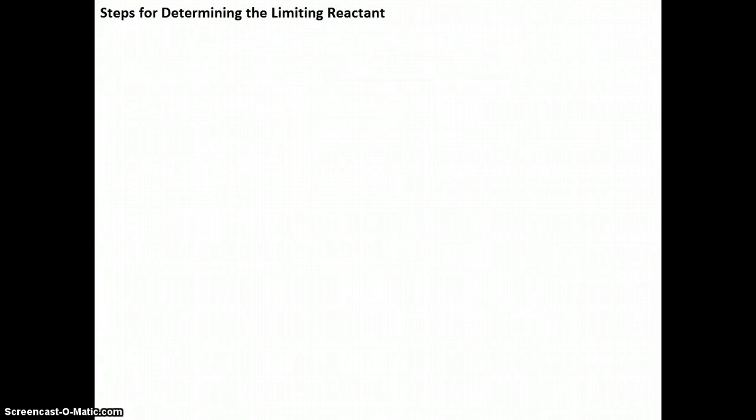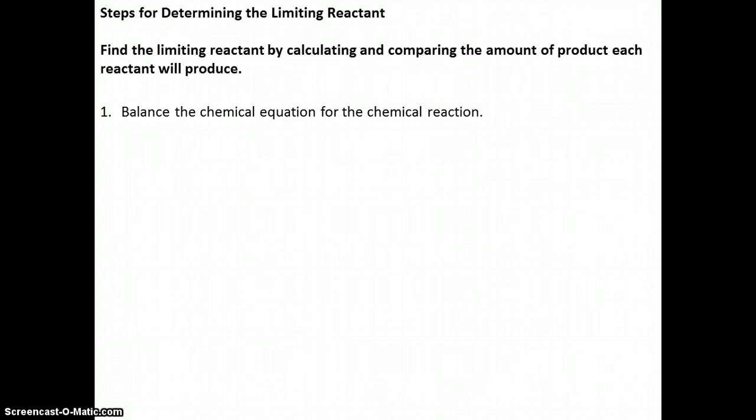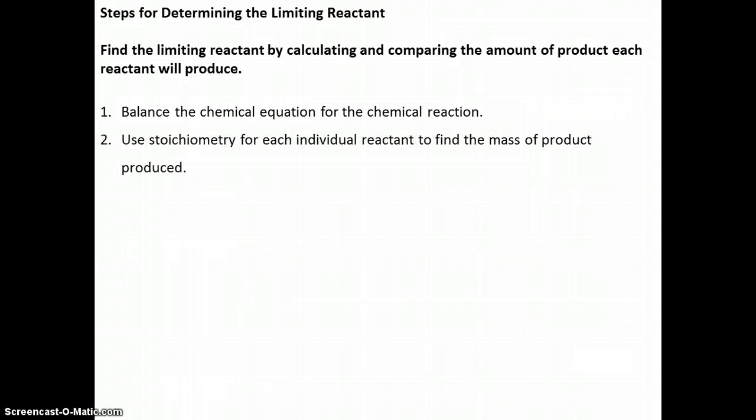Here are the steps, and basically the goal here is to find the limiting reactant by using stoichiometry and calculating the amount of product that is made by each reactant. So we're trying to figure out what's the number of pizzas we get from each ingredient. In order to do that, we need a balanced chemical equation. In this video, I've balanced it for you, but you should fully expect to get at least one problem on the test where you have to balance it yourself.